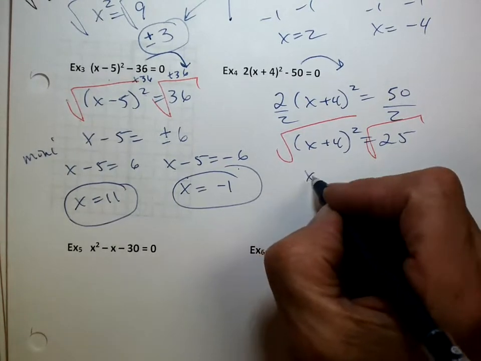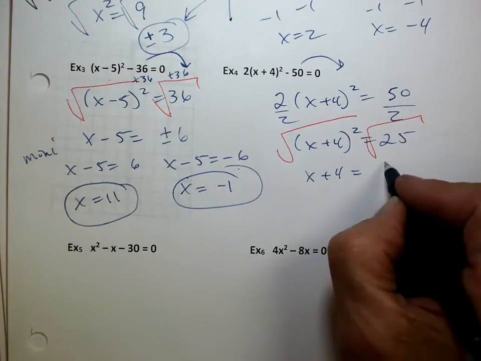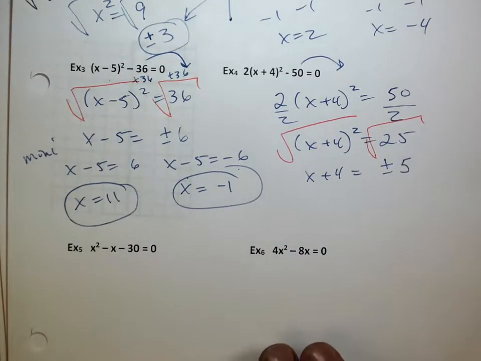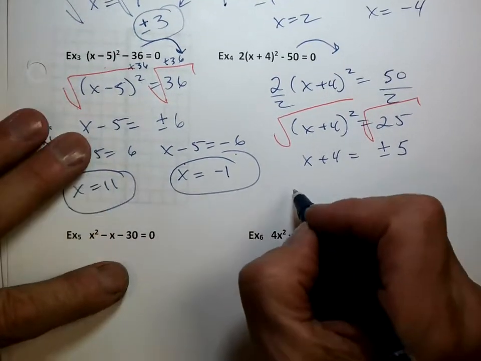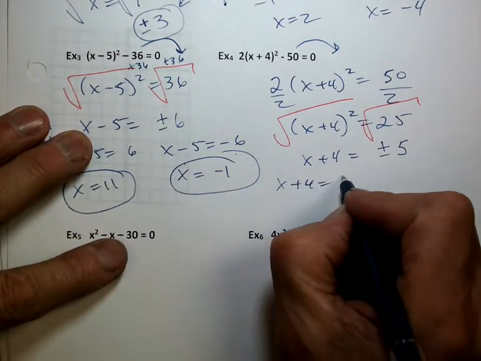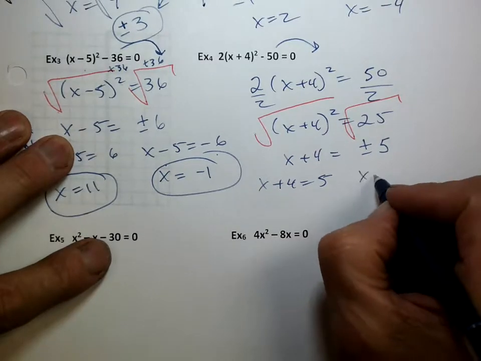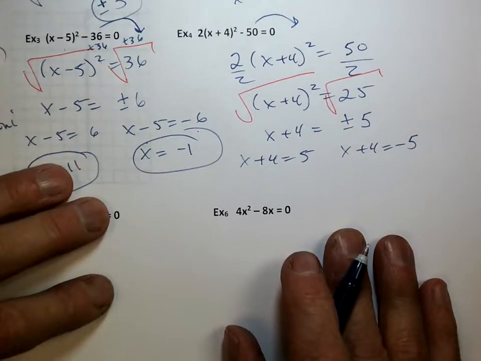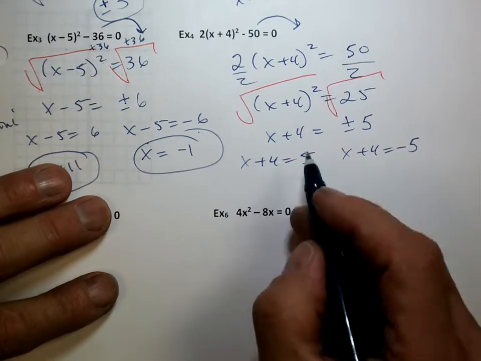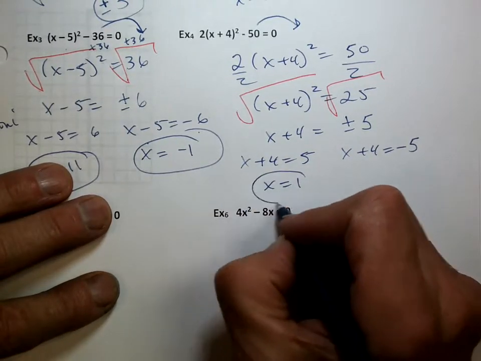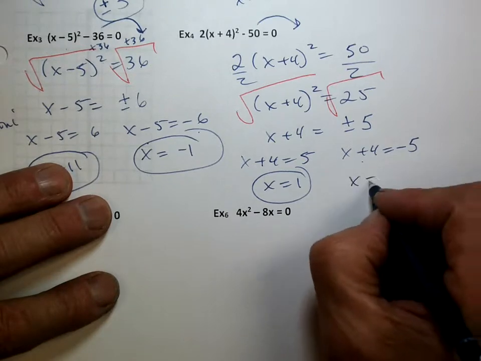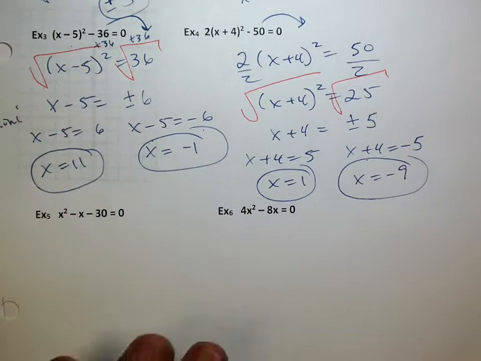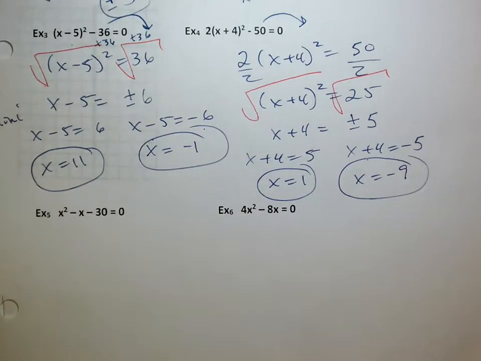So I'm going to have x plus 4 equals plus or minus 5, right? So x plus 4 equals 5, and x plus 4 equals negative 5. Minus 4, one answer is 1. Minus 4, the other answer is negative 9, okay? Thumbs up so far? Okay.